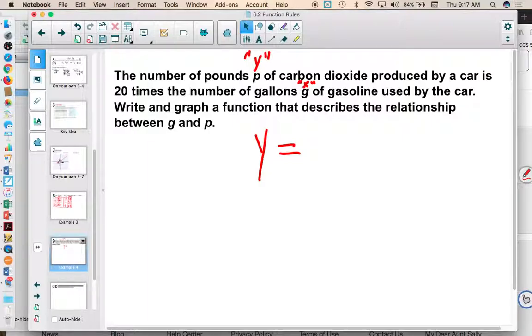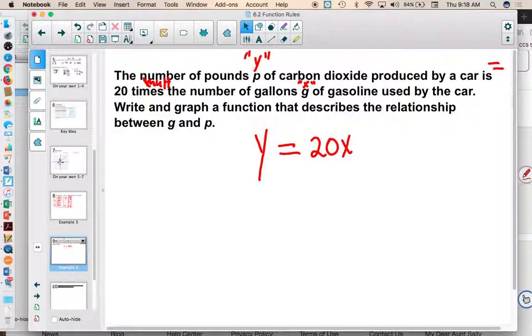Now, go back to the story. And if I even just look at the clue words here. Is, that's my equal, isn't it? Y equals, and then here it says 20 times, that's multiply, right? 20 multiplied by X, so this is 20X. Is that going to be my equation? Is that my function rule? Sure is. Now we've got it written, you're going to have to be able to graph it.